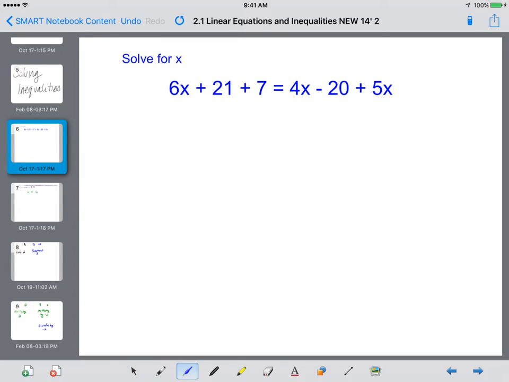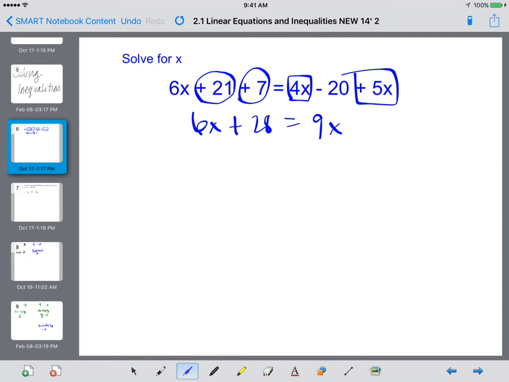Our step one is to first combine like terms. So I see 21 and 7. I'm going to combine those to get 28. And on this side, I see 4x and 5x, so that's going to give me 9x minus 20. Now I'm going to combine variables on the left side, my numbers on the right. So I'm going to subtract 9x from both sides.